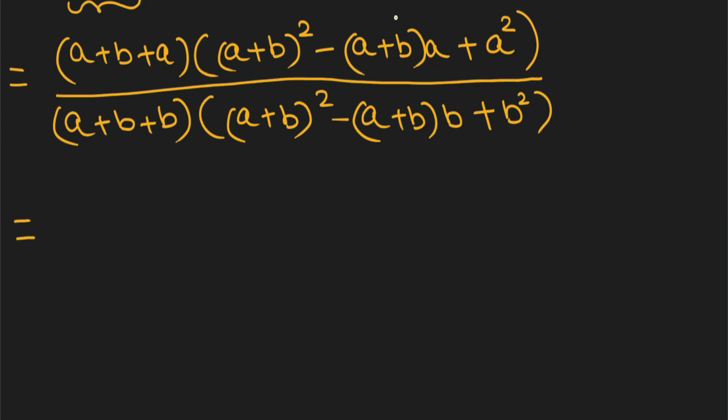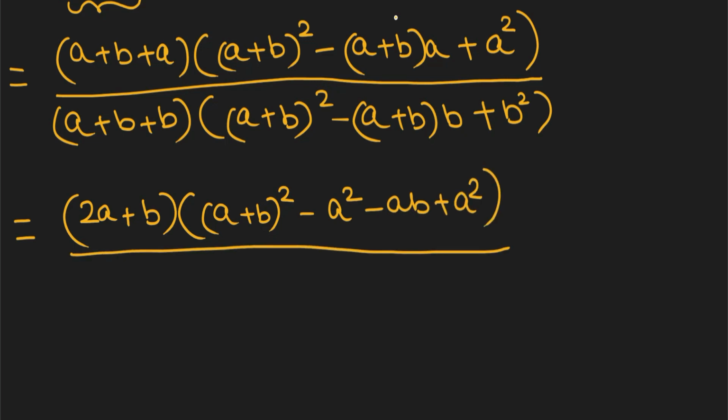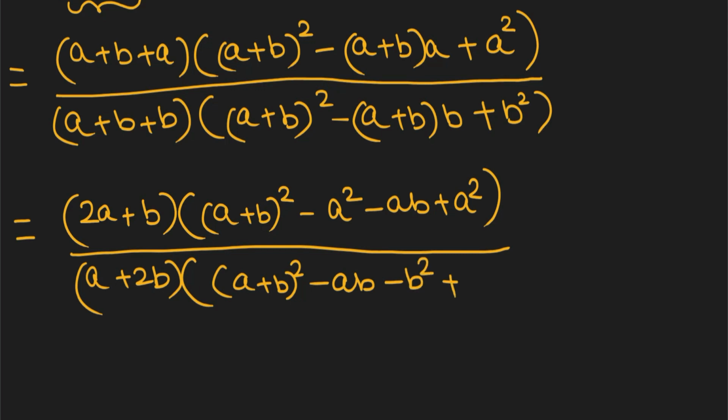Now let us solve this equation as a plus a is 2a plus b, multiplied with (a plus b) whole square minus a into a, that is a square, minus a into b, that is minus ab, plus a square, whole divided by a plus 2b, multiplied with (a plus b) whole square minus a into b, that is ab, minus b into b, that is minus b square, plus b square. Now we can see this minus a square plus a square will cancel out. Here minus b square and plus b square will cancel out.